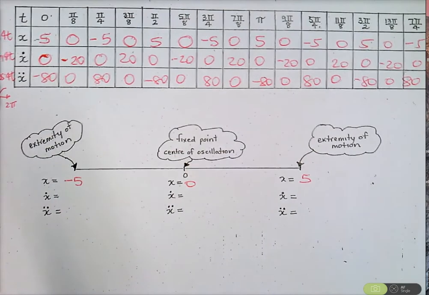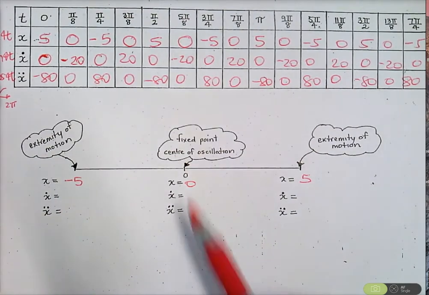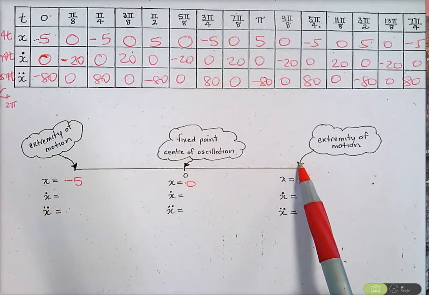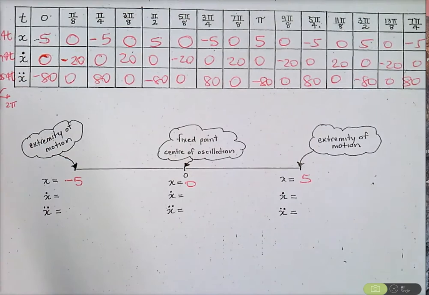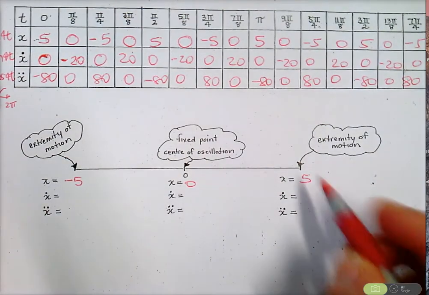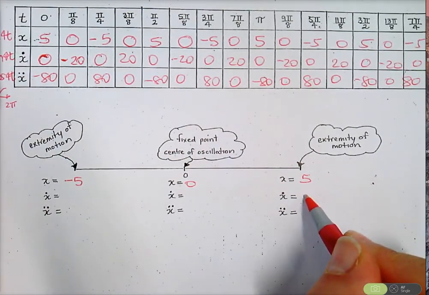Now, when the particle goes to the end, doesn't it stop and turn around? Not that the ball goes and turns around, but it stops and goes back the other way. So you tell me what you think velocity is at the ends. 0.